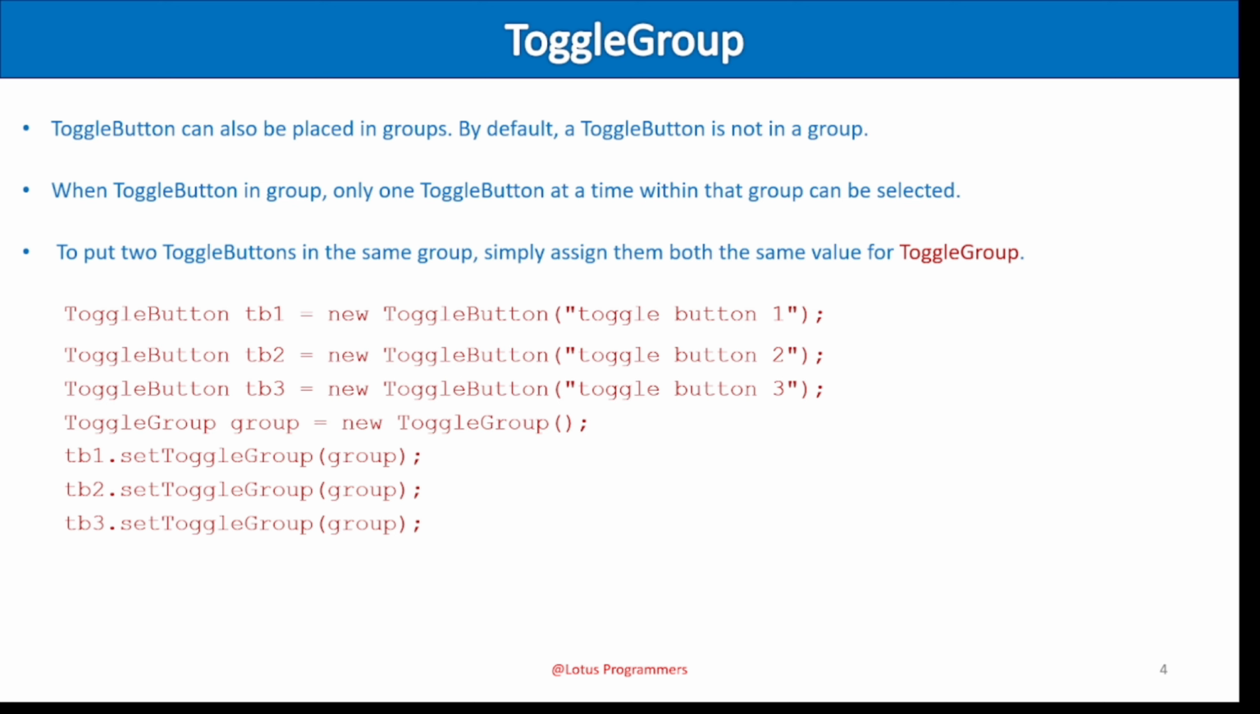The advantage of this functionality is that from the added toggle buttons, only one toggle button responds, and the remaining toggle buttons do not respond. When you press toggle button 1, toggle button 2 and toggle button 3 do not respond. When you press toggle button 2, toggle button 1 and toggle button 3 do not respond. When we press toggle button 3, toggle button 1 and toggle button 2 do not respond. So this is the advantage of adding toggle buttons to a toggle group.